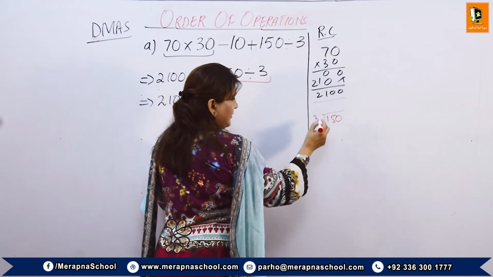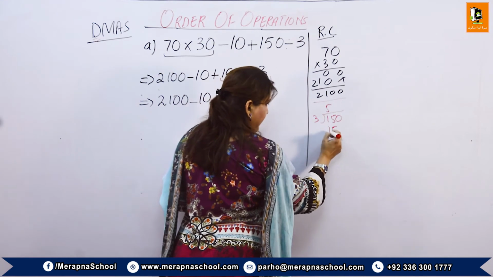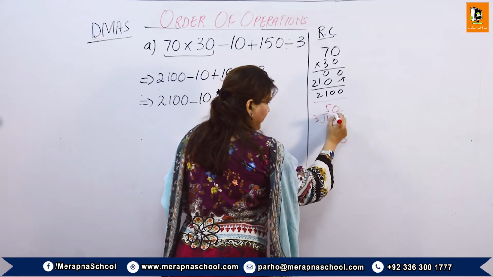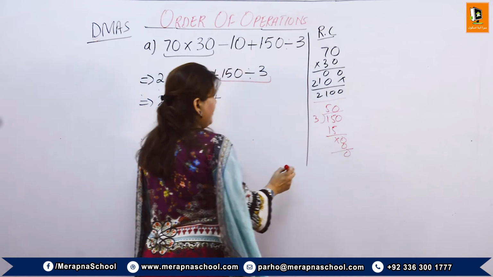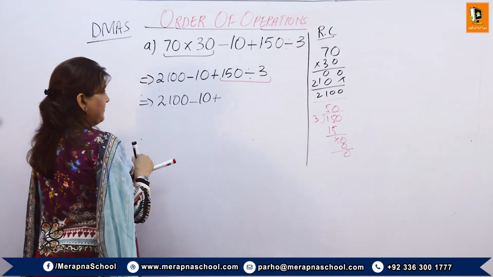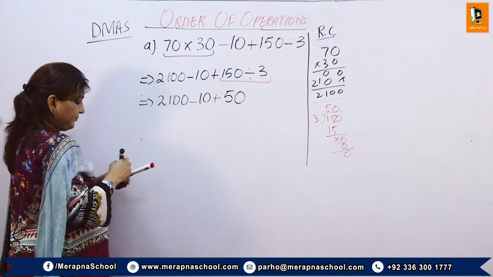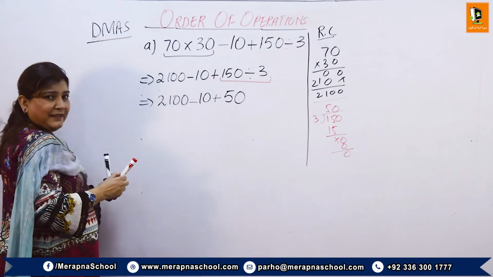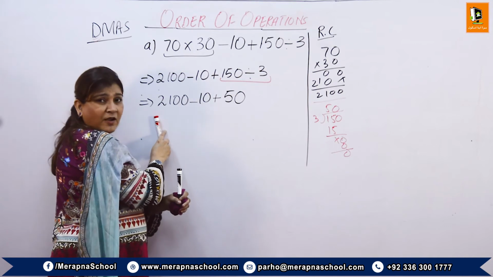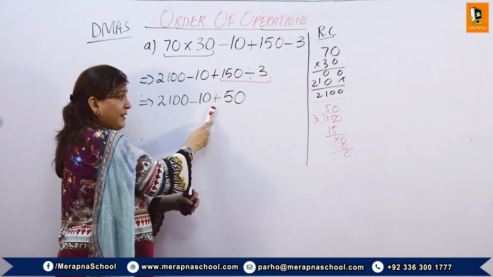150 with 3. 3 5s are 15. 0 copied. So, 50 is your answer of this division. We write 50. Now, again if you look at this question, 2100 minus 10 plus 50.